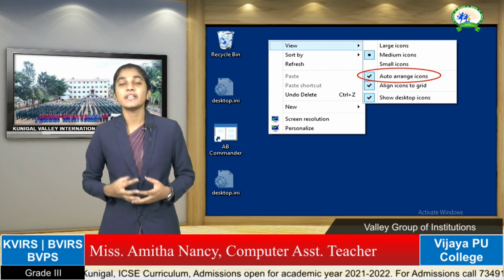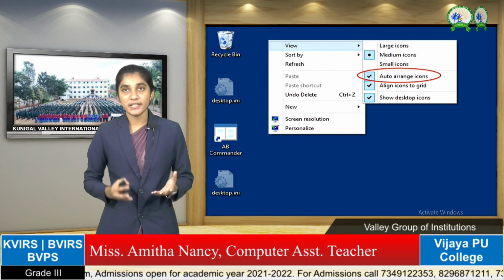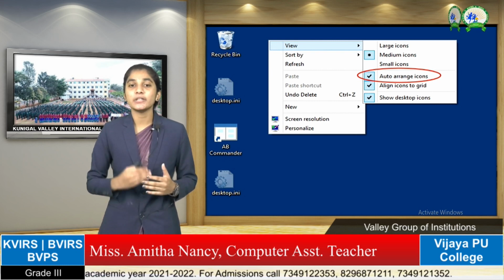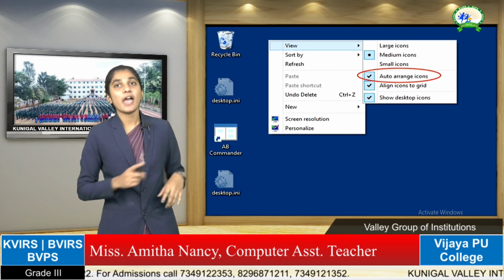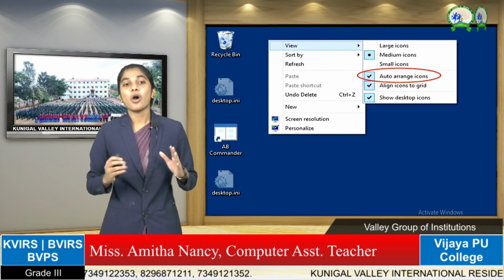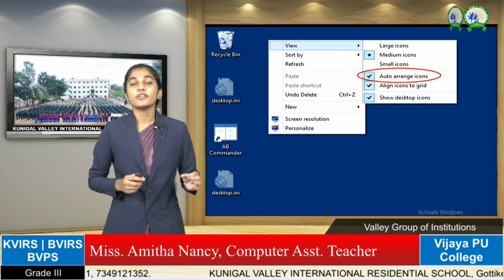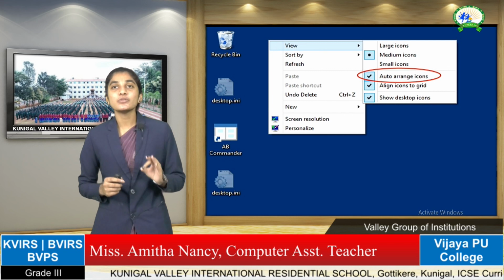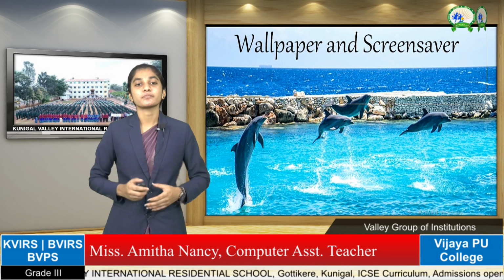Just right click on the empty area of the desktop, we will get the option view, sort by, as I told. Under view we have many options: large icons, medium icons, small icons, and auto arrange icons. You can see I have circled it with the red mark. When you select that, all the icons will be arranged by the computer itself. So when you want to drag and drop your icons in other places, see to it that auto arrange icons is not selected.